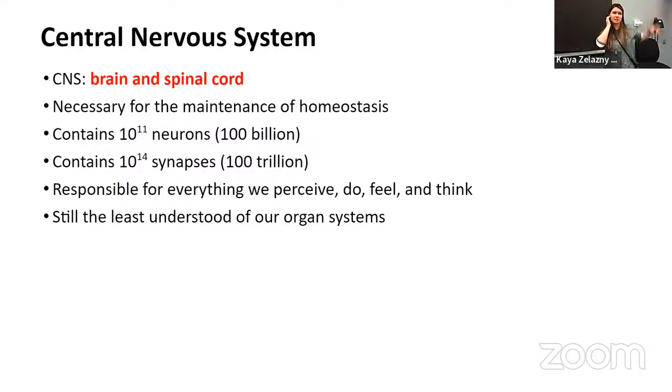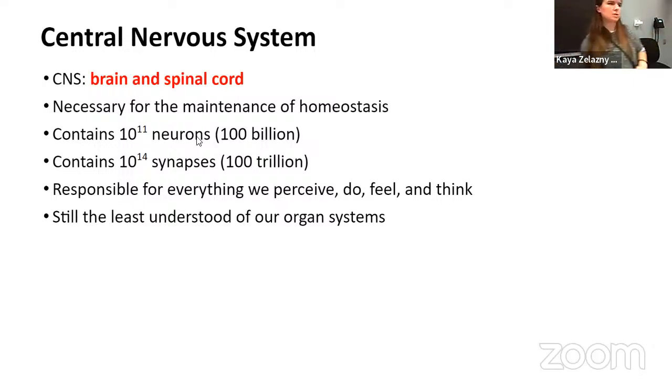There are 10 to the 11th neurons, so like 100 billion neurons with 100 trillion synapses. So we talked about one single or maybe 2 or 3 synapses at a time last week and on Monday, but there are 100 trillion of them. So notice that is a lot more synapses than we have neurons. So that's going to remind us that those neurons are connecting to many other neurons.